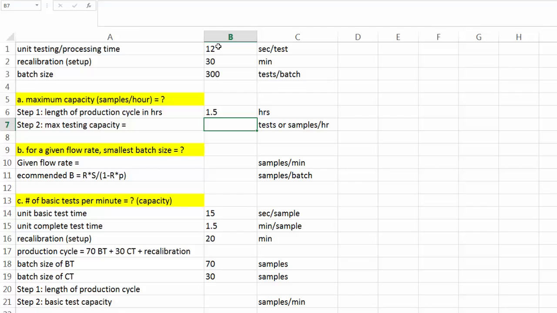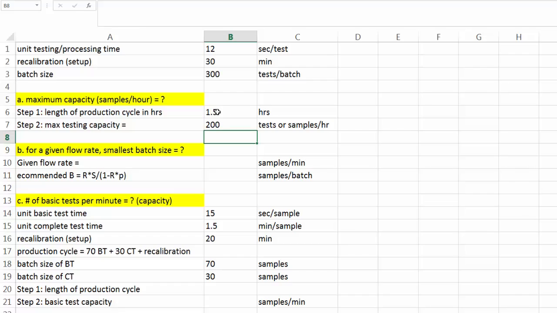To get the maximum testing capacity, it's pretty easy. It's going to be equal to batch size divided by the length of the production cycle, and we get the answer: 200 tests or samples per hour.